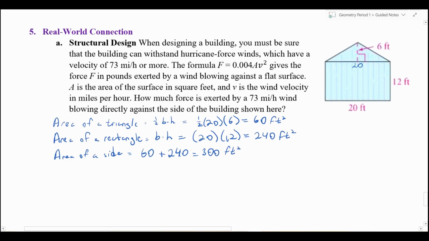But that is just the area. We haven't even answered the question just yet, so let's see what we need to do here. Now we need to plug this 300 into this formula right here.